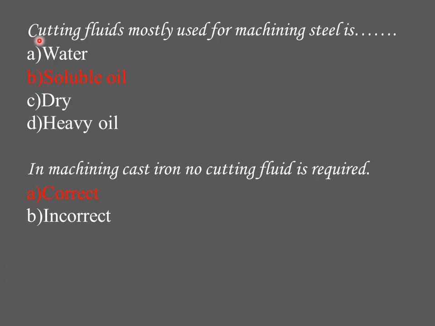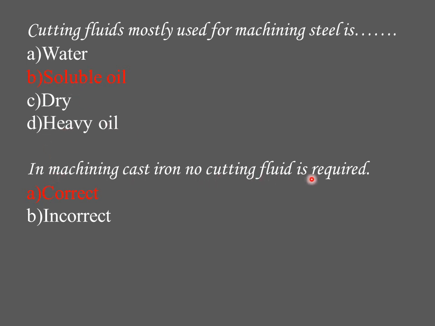Here we will discuss the next question. The cutting fluid mostly used for machining steel is soluble oil. Soluble oil is always used in machining steel, in comparison to water, dry oil, and heavy oil.